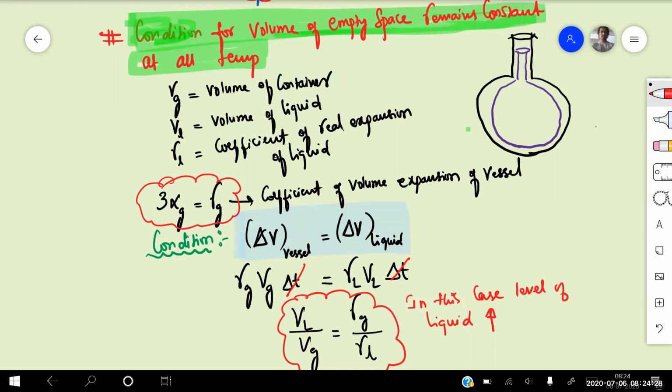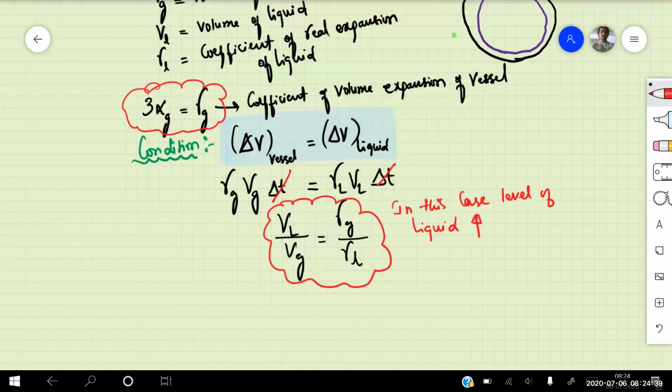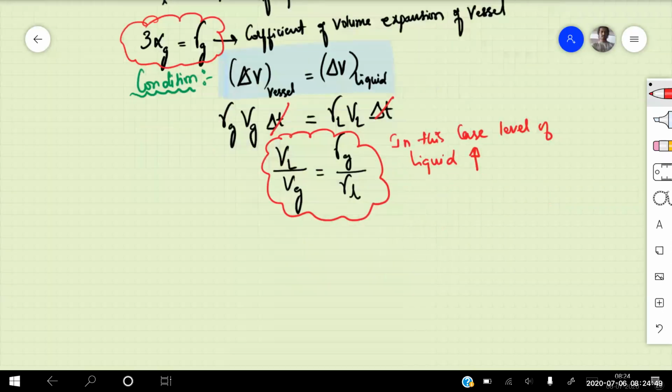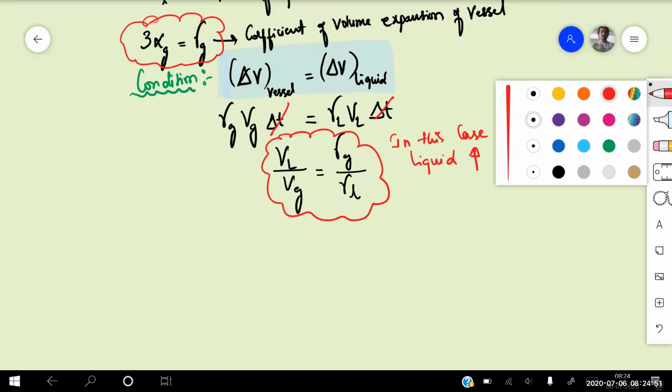Now what is the condition for the volume to remain constant? Delta V, that means the change in volume of the vessel, must be equal to the change in volume of the liquid. So if I write both the formulas and simplify, we get volume of liquid by volume of glass must be equal to gamma of glass divided by gamma of liquid. Is it clear for everyone?